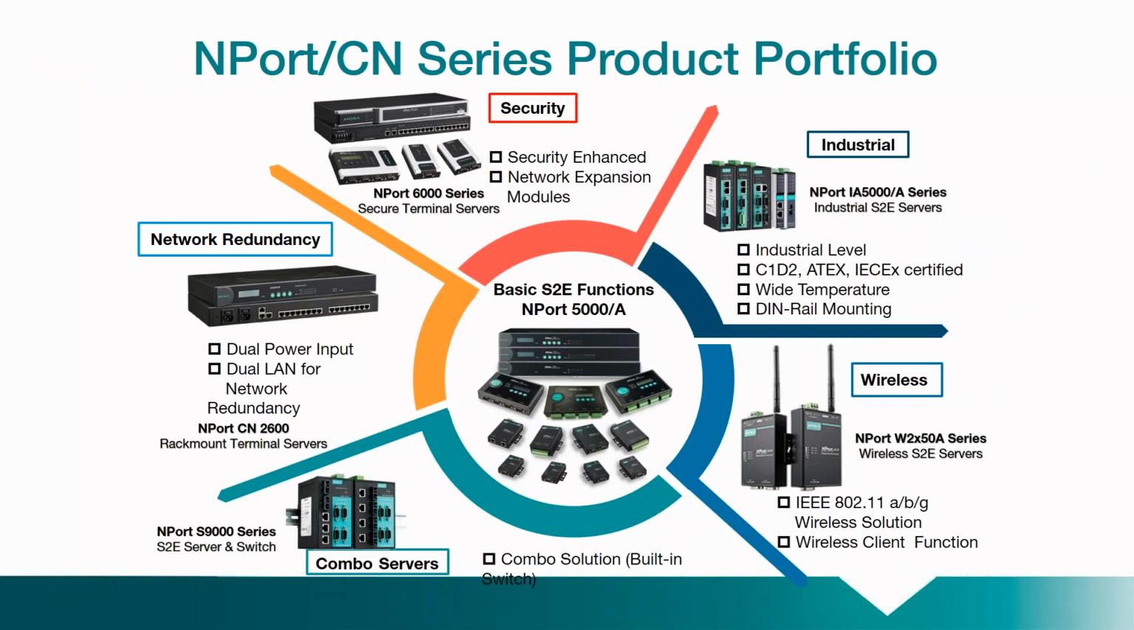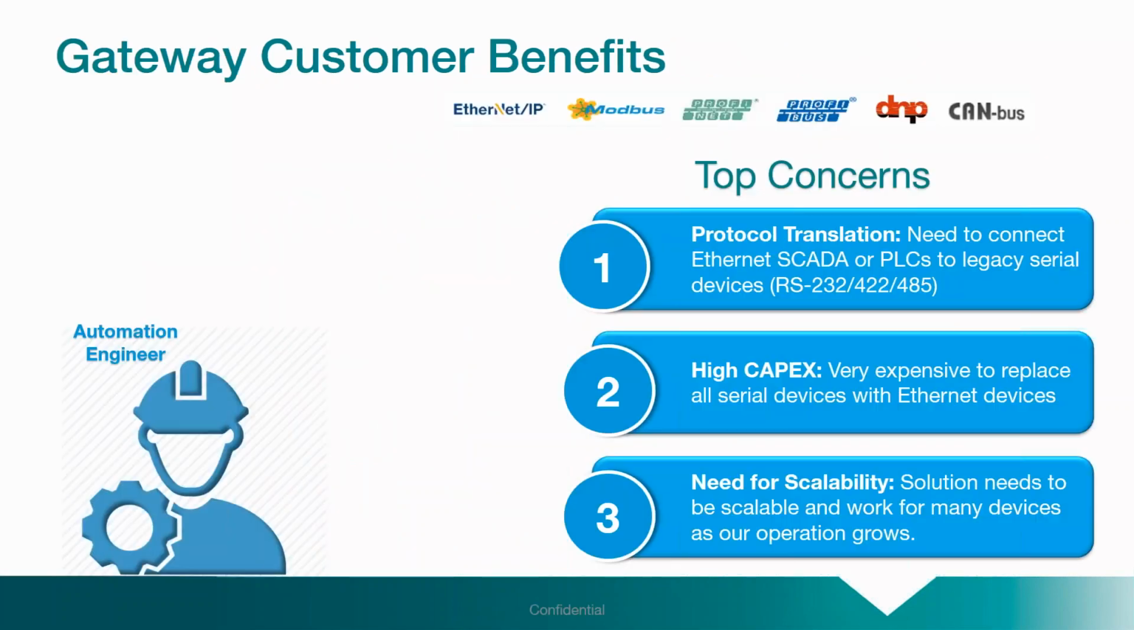Here's just a quick glance at the different products that we have. We have a huge range of offerings when it comes to serial connectivity. So if you're looking for security, we have our 6000. We also have industrial certified ones that have a lot of different certifications. We have wireless, we have rack mount, and combo servers. Those are really great because they have I/O and some of them also have Ethernet capability as well. So keep that in mind, and if you have any questions or would like more information, you can reach out and we'd be happy to answer any questions.